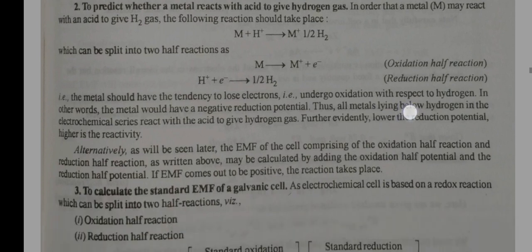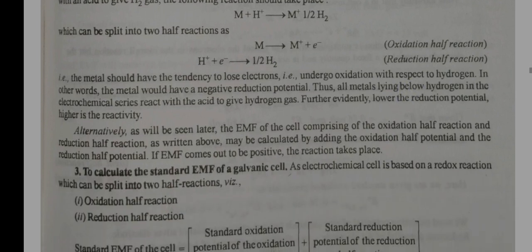Alternatively, as will be seen later, the EMF of the cell comprising the oxidation half reaction and reduction half reaction as written above may be calculated by adding the oxidation half potential and the reduction half potential. If EMF comes out to be positive, the reaction takes place.